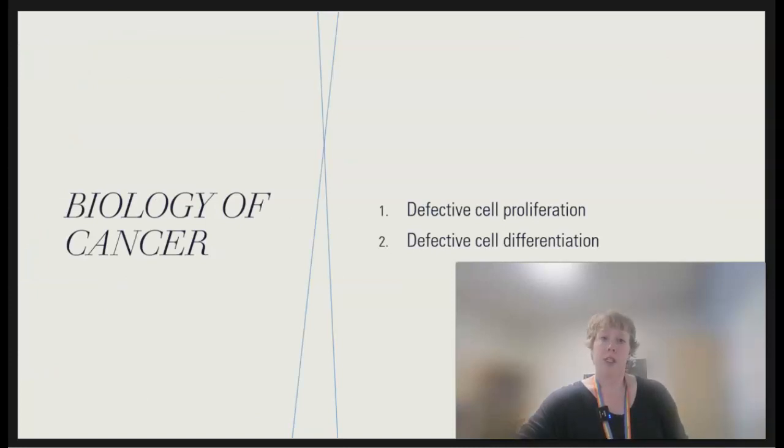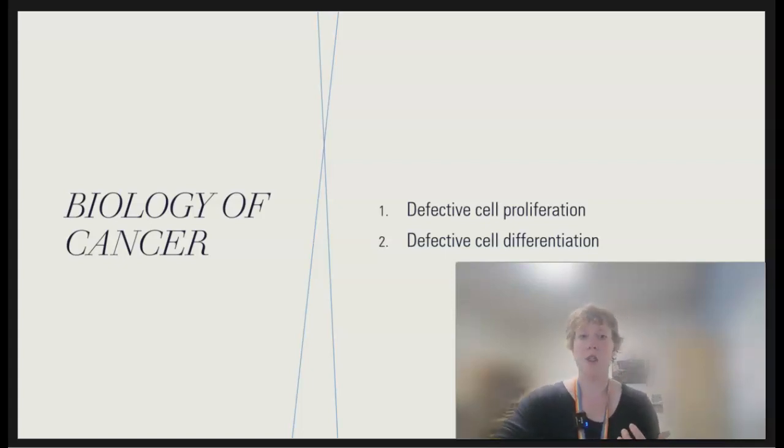For our biology of cancer, there's two major dysfunctions for cancer to develop. It's either defective cell proliferation or defective cell differentiation. I do want to preface this section, the pathophys of cancer. Cancer is a confusing disease, and there are so many different kinds and types. I'm trying to generalize it so you have an idea of it, but this isn't something that I want you focusing on memorizing. This is more to give you a more well-rounded knowledge of cancer.